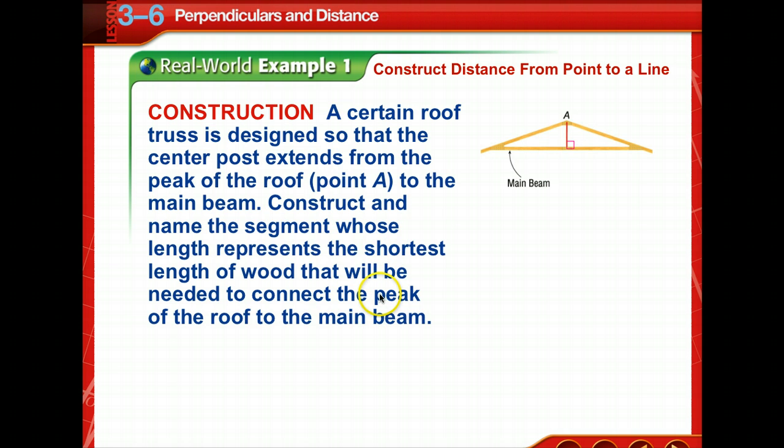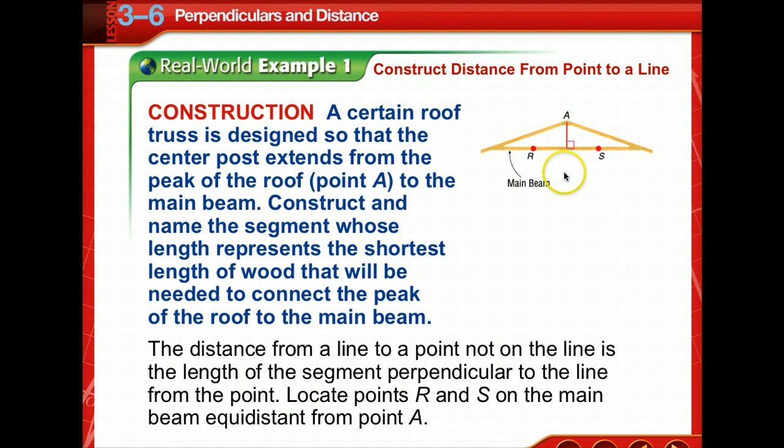Let's look at a real-world example. Now here they're going to be doing a construction. We've got a roof truss, and it's designed so that the center post extends from the peak of the roof, point A, to the main beam. They want us to construct and name the segment whose length represents the shortest length of wood that will be needed to connect the peak to the main beam. So the distance from a line to a point not on the line is the length of the segment perpendicular to the line from the point.